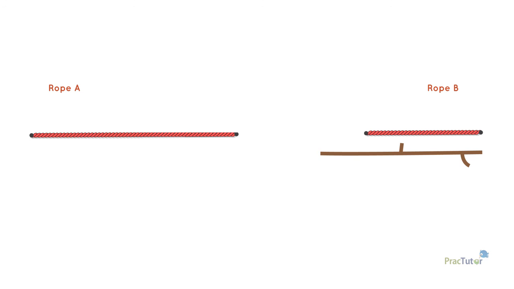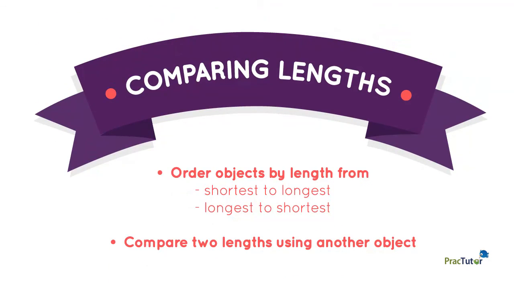Remember, this only works if you use the same object to compare the two other objects. If you compare one rope with a block and one rope with a stick, you don't really know which rope is longer. So, when comparing length, you can put objects in order from longest to shortest or shortest to longest. You can also use one object to compare the lengths of two other objects.